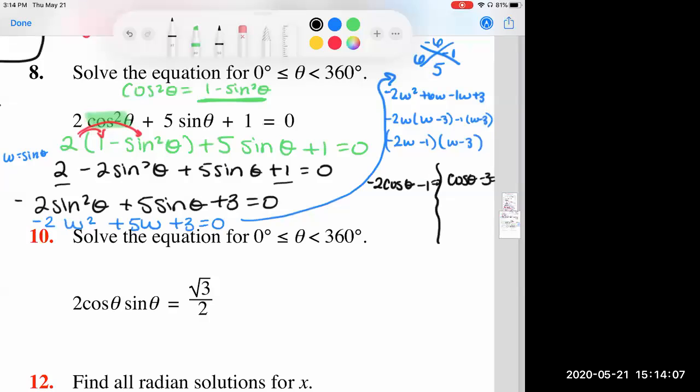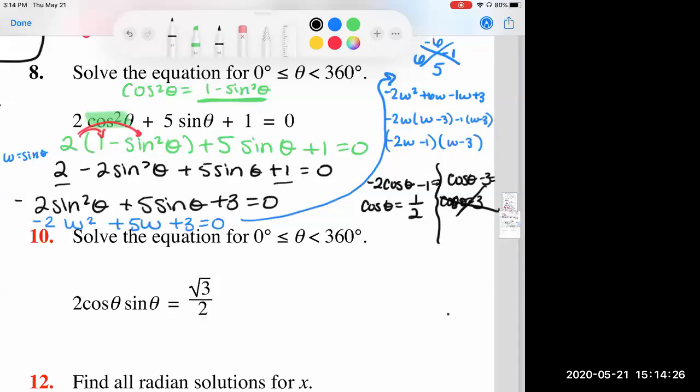Does cosine ever have anything to do with 3? Is cosine theta ever equal to 3? No, that's not a real answer. So that one gets crossed off. All right, we add 1 to both sides and divide by negative 2. We're left with cosine theta is equal to 1/2.